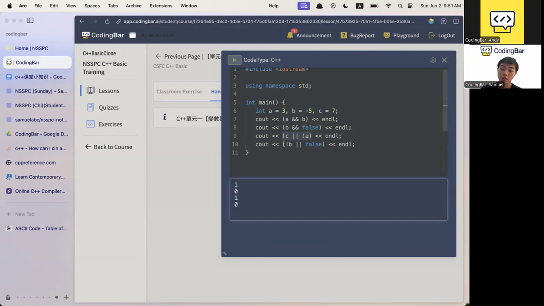How about this? Not B. So what is B? B is -5. -5 can be converted into true. So not true will be false. False or false will still be false. So this outputs false, which is 0.